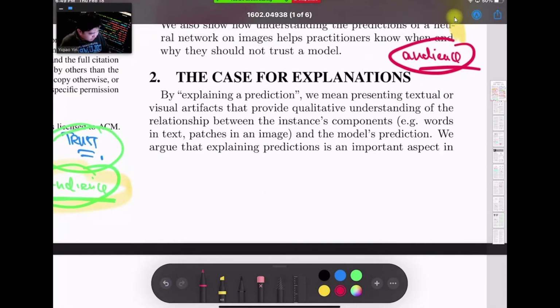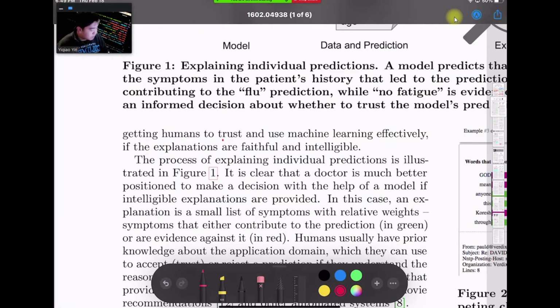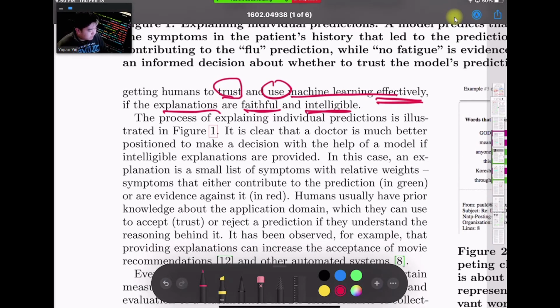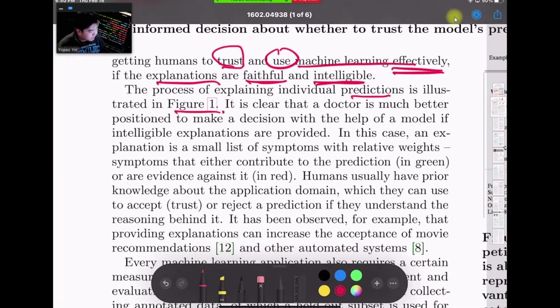Okay, let's keep going. By explaining a prediction, we mean presenting textual or visual artifacts that provide qualitative understanding of the relationship between the instance's components, words, patches of images, whatever, right? And the model's prediction. We argue that explaining predictions is an important aspect in getting humans to trust and to use machine learning effectively, if the explanations are faithful and intelligible. The process of explaining individual predictions is illustrated in figure 1. So figure 1 is here, that's figure 1. Let's read the paragraph first and then let's go to figure 1.